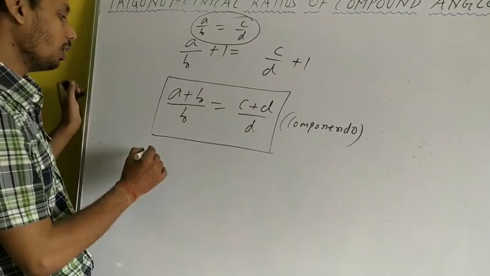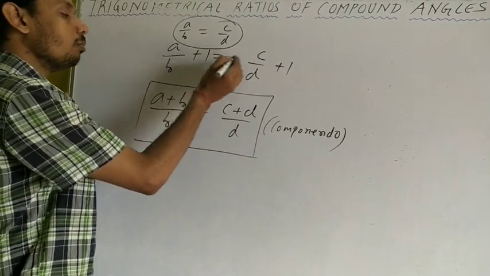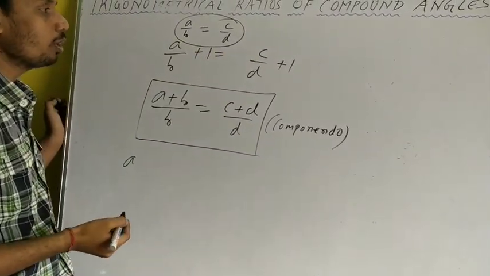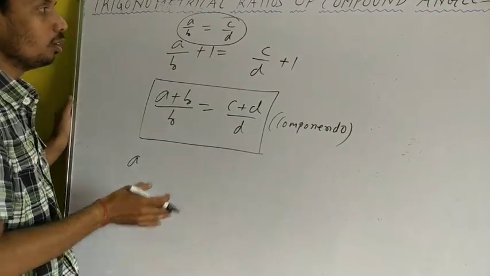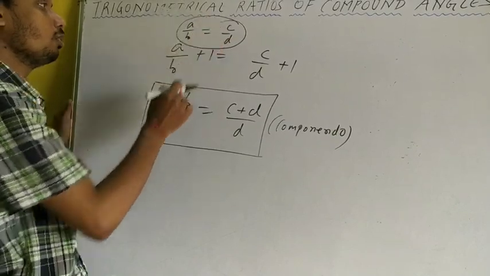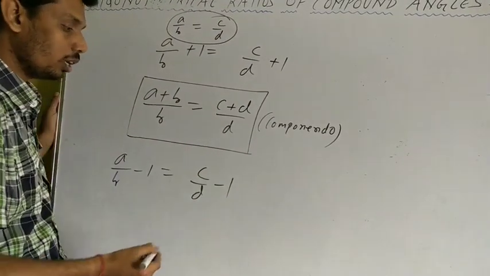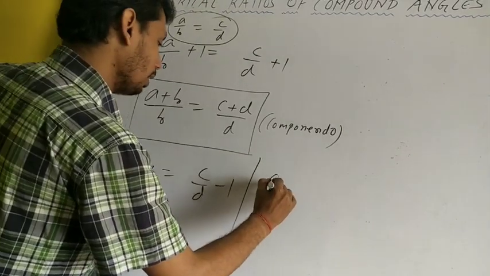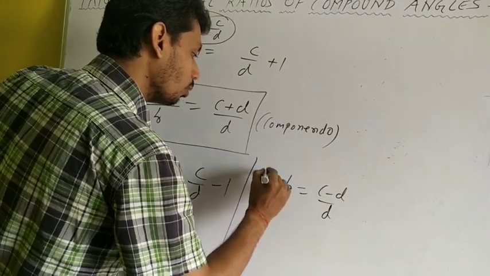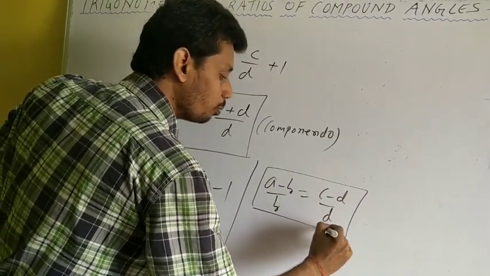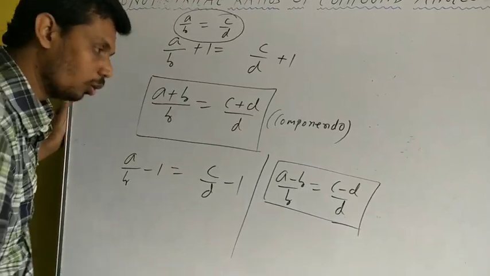At the same time, in place of adding 1 on both sides, if we subtract 1 from both sides of this equation a by b is equal to c by d, we get a by b minus 1 is equal to c by d minus 1. Now if we take the LCM, we get a minus b by b is equal to c minus d by d. And this particular property is known as dividendo.